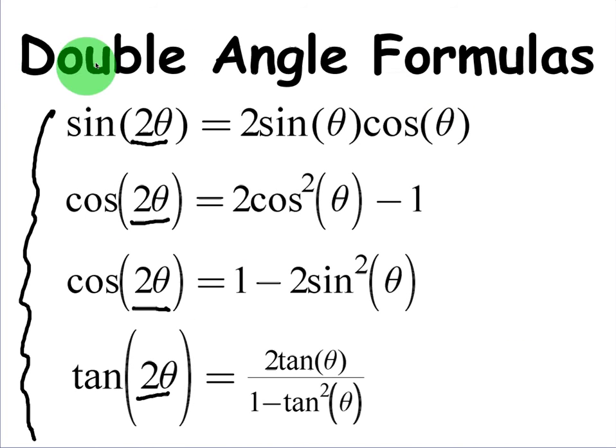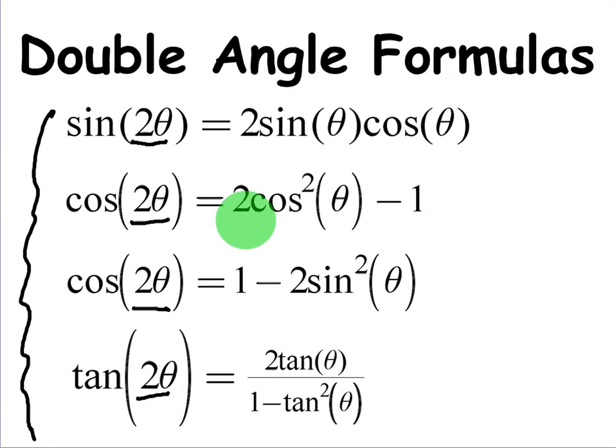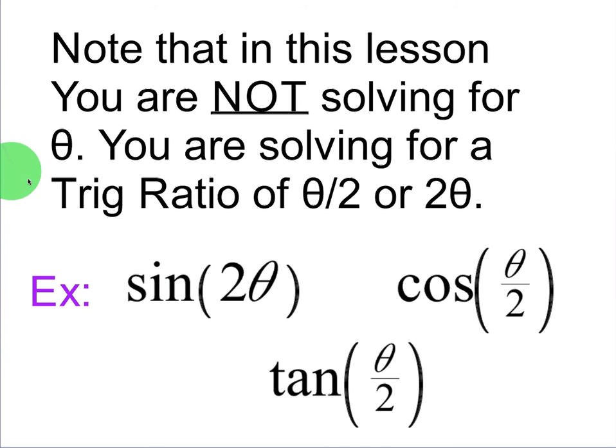As a refresher, here are our double angle formulas. We've spent plenty of time going through these, so I am not going to repeat them. This is just a review of what we've already learned. Here are our half angle formulas. And remember, there's one for sine, one for cosine, and two for tangent. Again, this is just reviewing what we've already learned. If you haven't watched the lesson on simplifying using double and half angle formulas, go ahead and do that first. It does come first in the playlist.